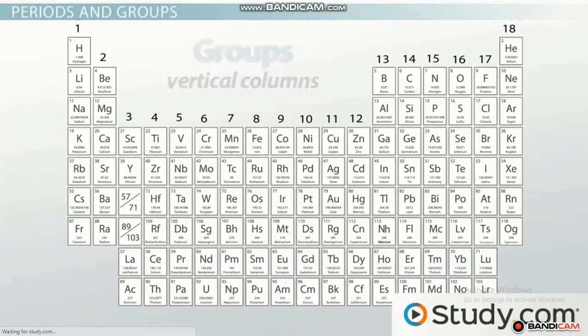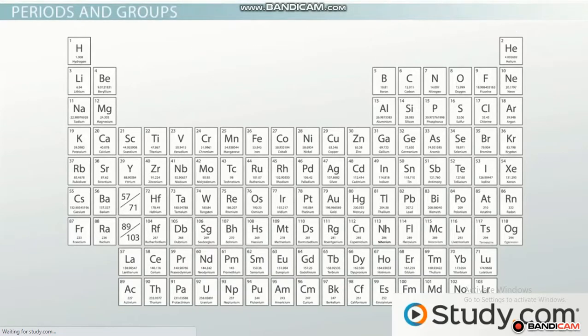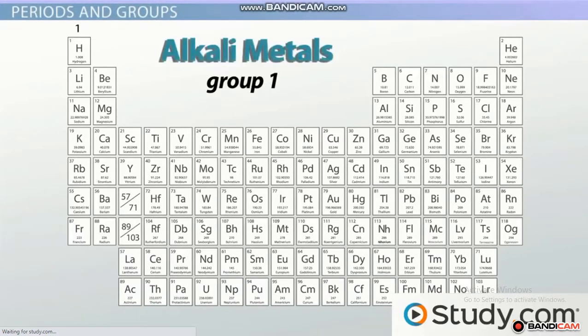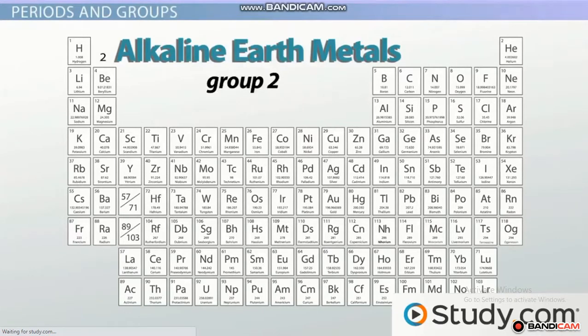For example, excluding hydrogen, all the elements in group 1 on the very left-hand side of the periodic table are called the alkali metals. Alkali metals are soft and silvery and react violently with water to form an alkaline or basic solution. Alkaline earth metals are found in group 2 and are shiny and silvery white in color.